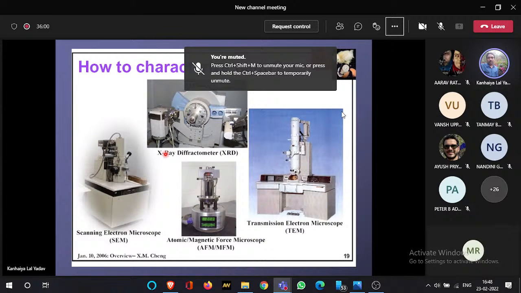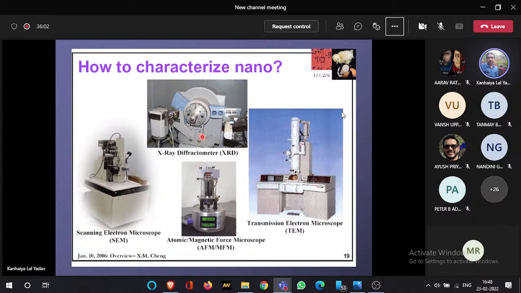So how do we characterize nanomaterials? We have X-ray diffraction machines, scanning electron microscopes, atomic force microscopes, and transmission electron microscopes. These are a few basic ones. There are many other instruments, but I'm not going into that. These are some basic instruments which will tell you whether the material is a nanomaterial or not.